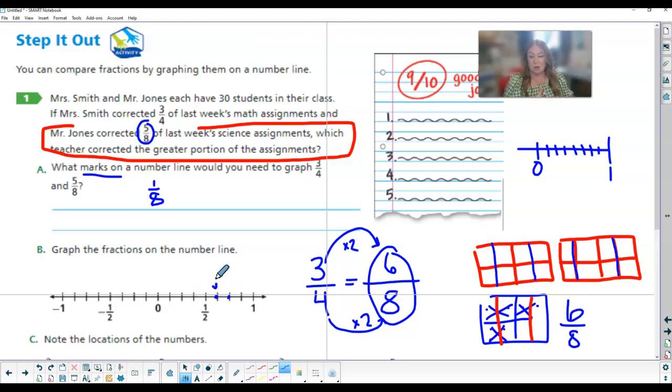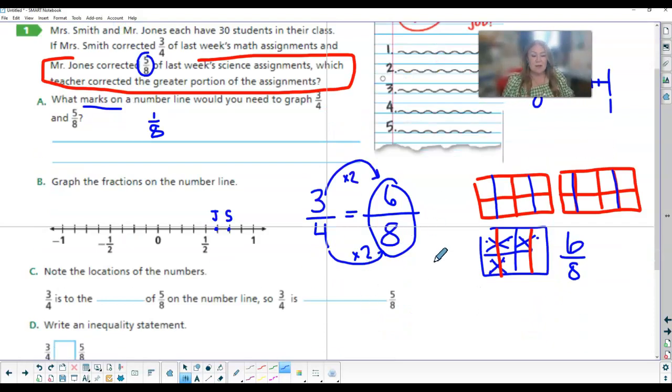So this is Mr. Jones and this is Mrs. Smith. If we look at 1/2 and we turn that into 8ths, it takes 4 times to get from 2 to 8. So times by 4 here equals 4. So 1/2, 1 is half of 2, 4 is half of 8. Here's our halfway mark. So they both have graded more than half.